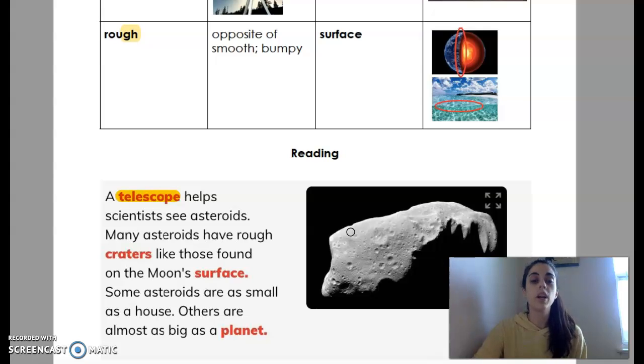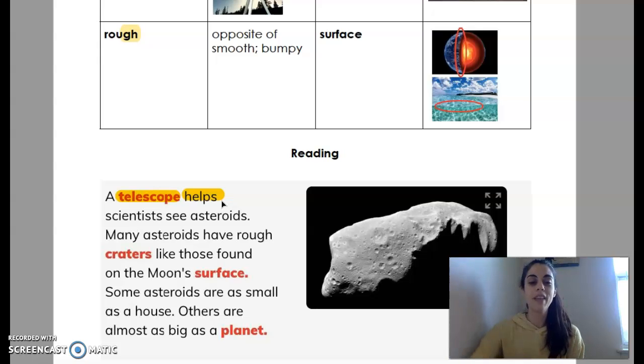Now I want you to look for other words that you know. Ahora vamos a buscar otras palabras que sabemos. For example, I know the word helps means ayudar. So I'm going to highlight helps. Por ejemplo, yo sé que la palabra help significa ayudar, así que voy a subrayarlo. Please pause the video and highlight the words that you know. Por favor, pausa el video y subrayar las palabras que tú sabes en el texto.